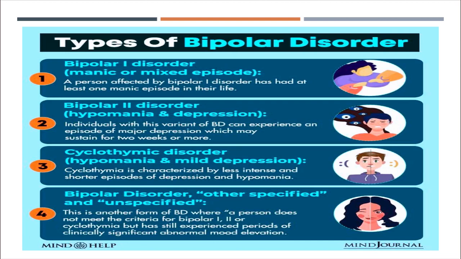Cyclothymic disorder, which is hypomania combined with mild depression, characterized by less intense, shorter episodes of depression and then hypomania. Then we have bipolar disorder other or unspecified. It's another form of bipolar disorder where a person does not meet the criteria for bipolar 1, 2, or cyclothymia, but has still experienced periods of clinically significant abnormal mood elevation.